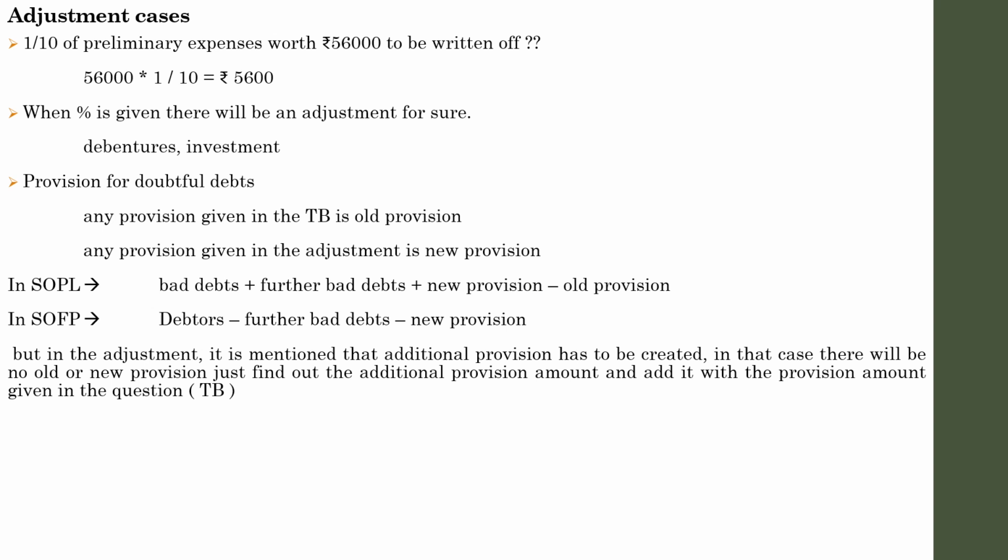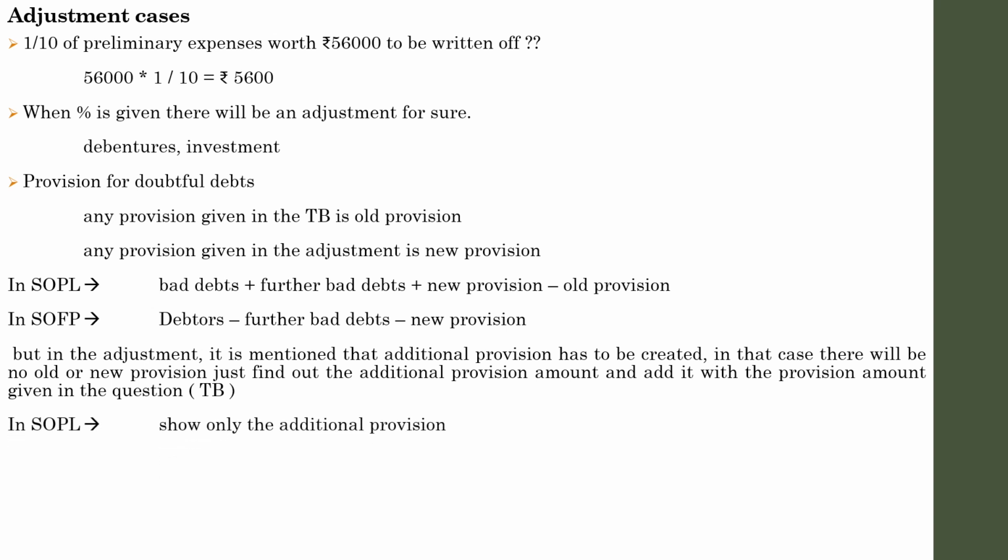So, imagine such a question where you have been given only an old provision. There is no other information. And in the adjustment, it is mentioned that additional provision has to be created. Only that information will be given. Additional provision has to be created is the only detail given in the question. In that case, there will be no old provision or new provision. Just find out the additional provision amount and add it to the previous amount given in the question.